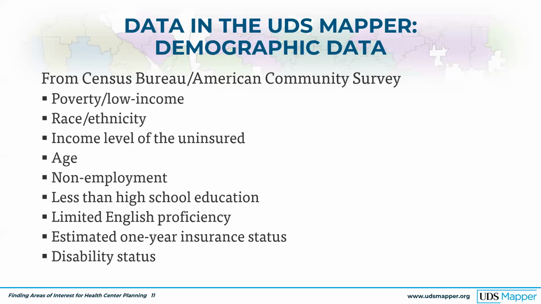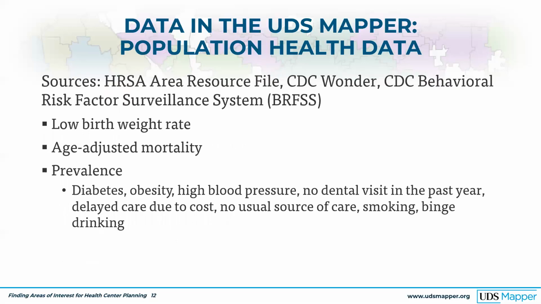The UDS Mapper wouldn't do us much good if we couldn't compare all of that patient data to what's going on in the communities. Therefore, we combine patient information with population data. The bulk of these come from the American Community Survey, including total population, population by poverty level, population by age, race, ethnicity, and more, as you can see on the screen. We also pull population health data from other sources, including the HRSA Area Health Resource File, the CDC Behavioral Risk Factor Surveillance System, for example. The data do not automatically come to us at the correct geography that we're using in the UDS Mapper, so we do some estimation techniques to be able to provide these data at the correct geography.